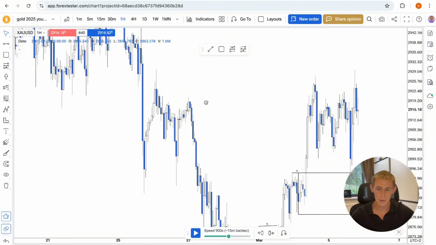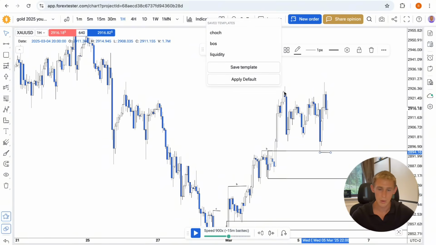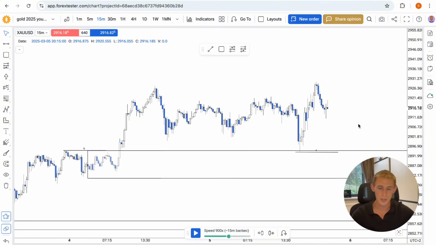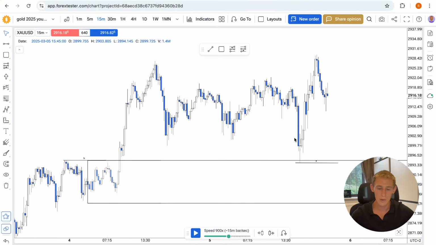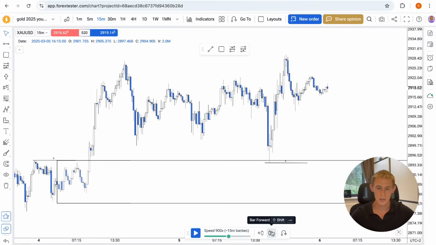Let's just zoom out again. So yeah, there's not really a POI inside this range. So what I would look for now is for price to sweep the first tap of this demand. I mentioned before, gold likes to do this a lot, where it likes to come back for that first touch of the supply or demand, sweep it before then heading higher. So let's have a look if price comes back down to this area.